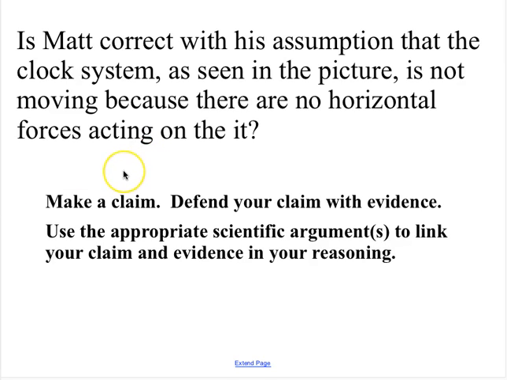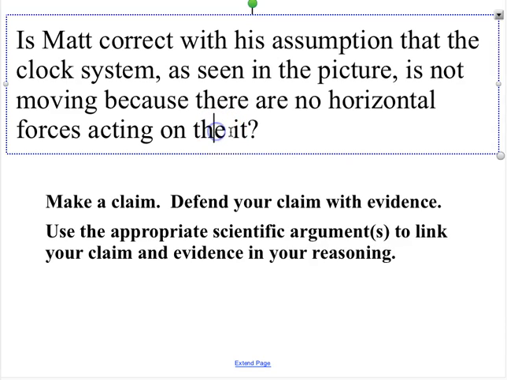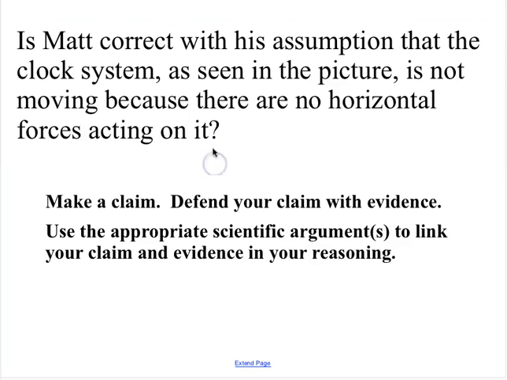Now, it goes on to say, is Matt correct with his assumption that the clock system, as seen in the picture, is not moving because there are no horizontal forces acting on it? So I'm going to get rid of this because there should be "on it," not "on the it." So there's no horizontal forces acting on it. So we've got to make a claim. We're going to defend our claim with evidence, and we're going to use appropriate scientific arguments to link the claim and evidence back to our reasoning.